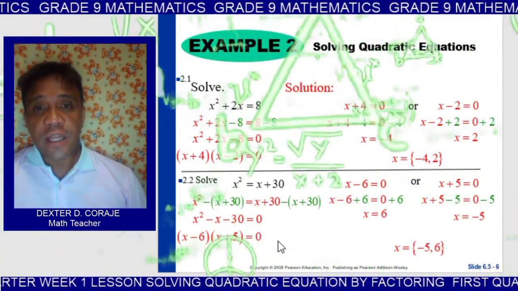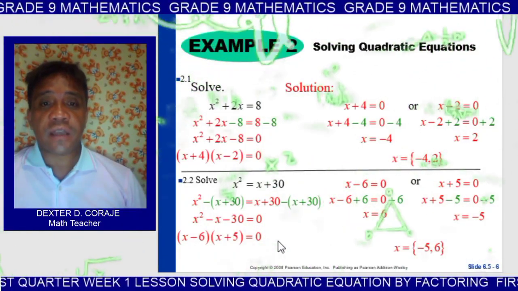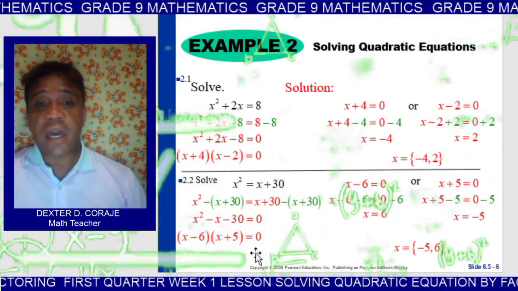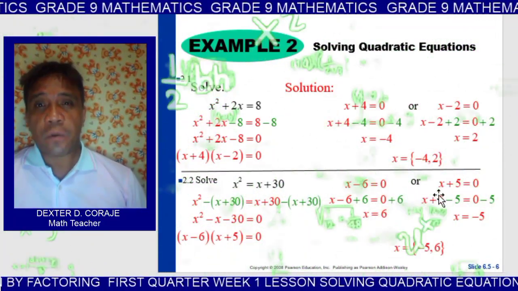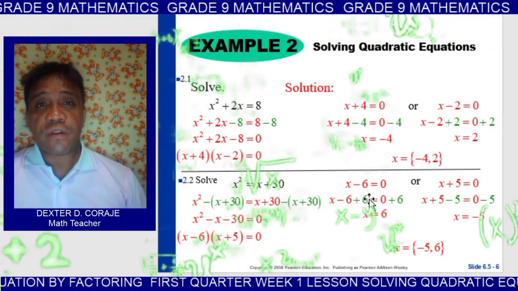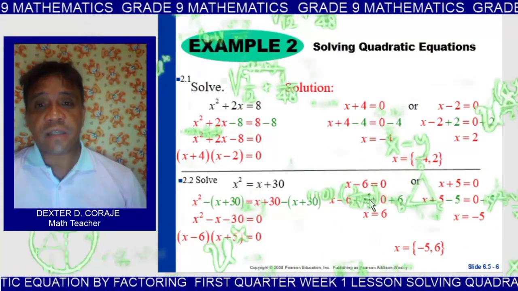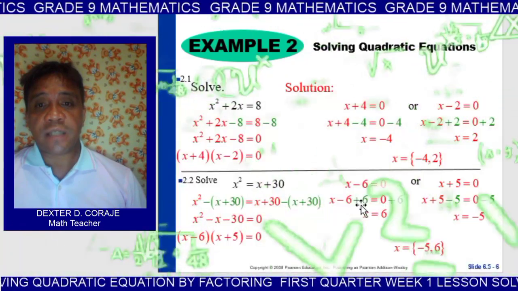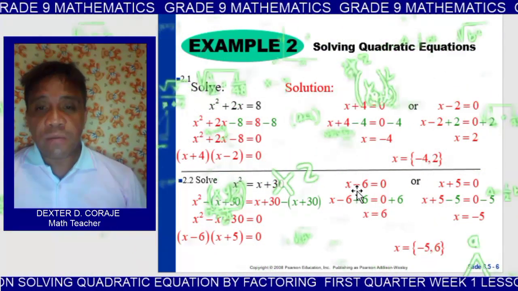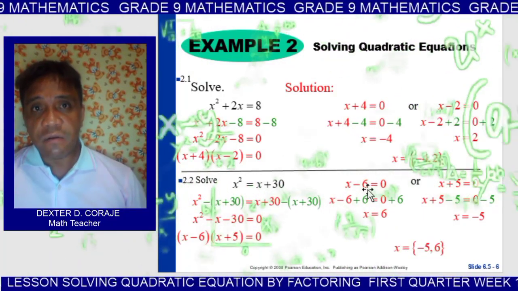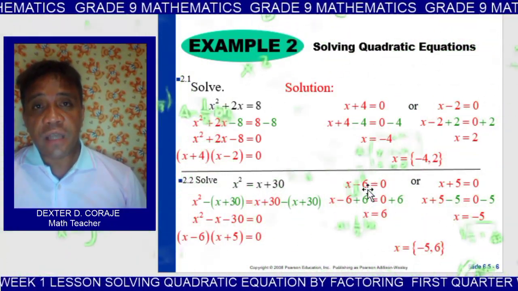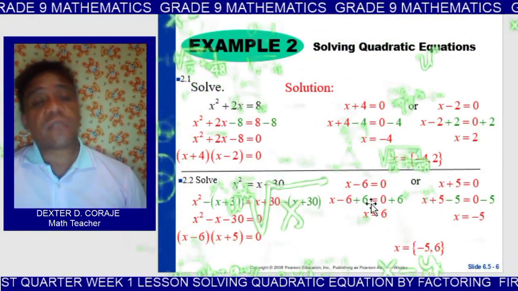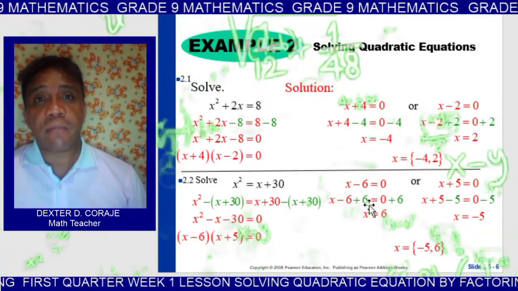And so the next step is we're going to set every factor equal to 0. As you notice, we have now x minus 6 is equal to 0, and the other one is x plus 5 is equal to 0. So we're solving for the first value of x from x minus 6 is equal to 0. So we have x minus 6 plus 6 is equal to 0 plus 6, because we set negative 6 to make it 0. So the additive inverse of negative 6 is plus 6, which is why both sides of the equation are added by 6.